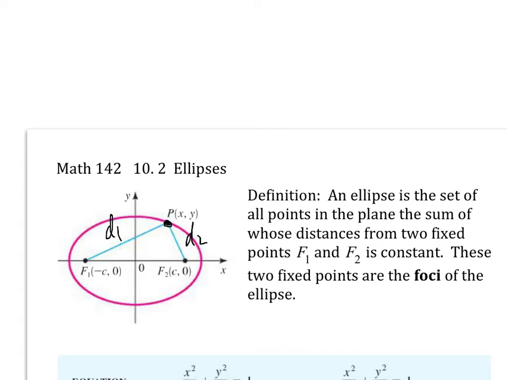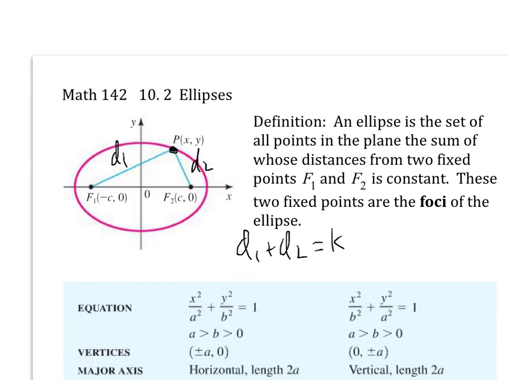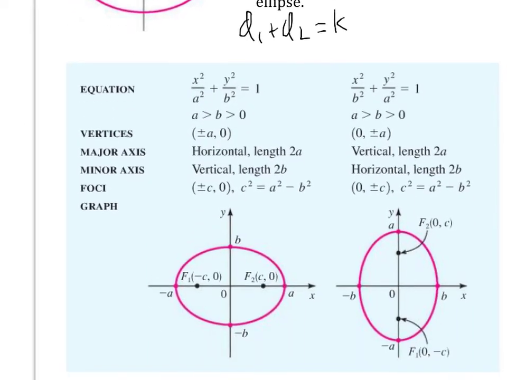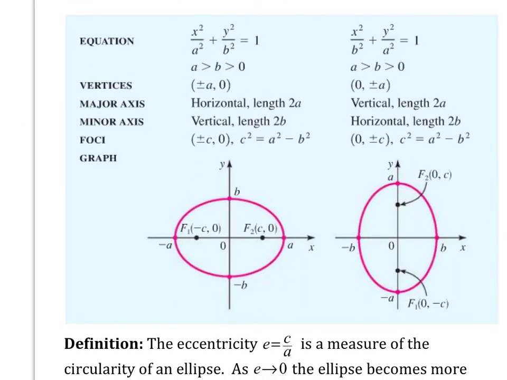and D2 is the distance from P to F2. D1 plus D2 will equal some constant K. And we can use this definition to derive the equation of ellipses. Now there's two major types. The foci are either going to be on the x-axis or the y-axis. By the way, we're assuming that the center of the ellipses is always (0, 0) in this section.